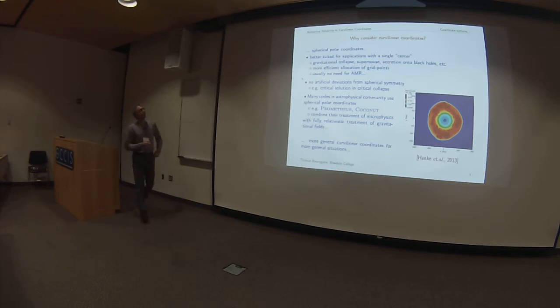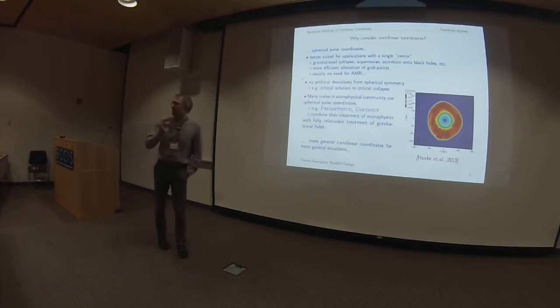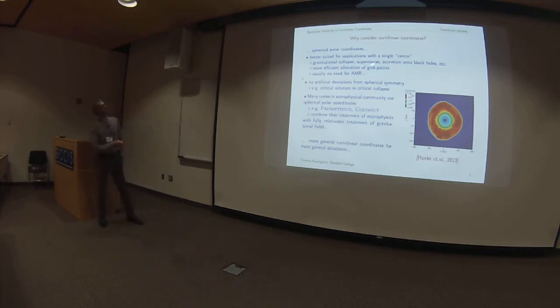Now, why might one consider curvilinear coordinates, for example, spherical polar coordinates? Well, because in many cases, systems are more spherical than Cartesian. For example, this image of a supernova looks more like a sphere to me than a cube. So there are applications in which you can make use of approximate or exact symmetries by using appropriate coordinate systems. Examples are applications where there's just one center: gravitational collapse, supernova, accretion, whatnot. In this case, you can allocate the grid points efficiently. Usually there's no need for AMR at all, so you don't deal with those issues.